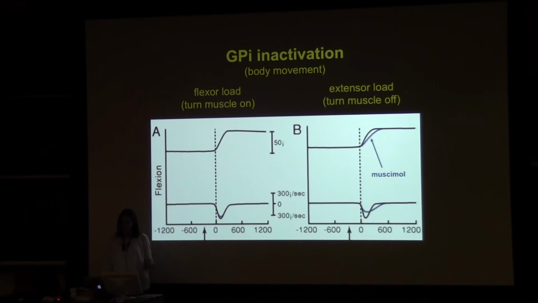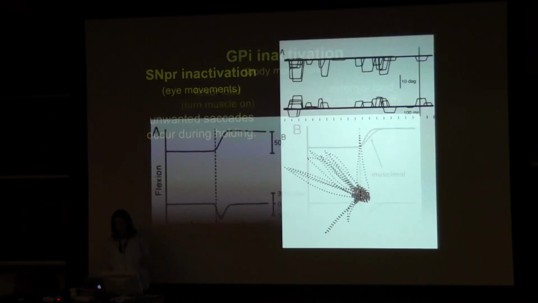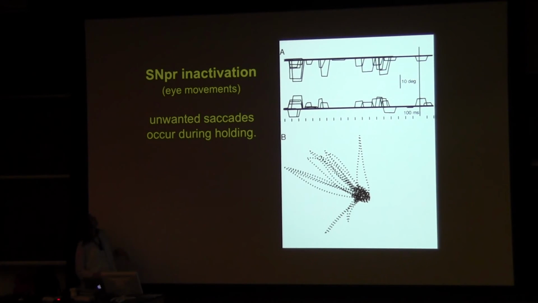Now I think a really interesting example of this is this classic study that was done by Hikosaka and Wurtz. In this study, what they did is they inactivated the SNPR, the substantia nigra pars reticulata, which is another output of the basal ganglia. It's one of the two, GPI, SNPR. SNPR controls eye movements. And so what I'm showing you here is a trace of the eye position from a monkey after the SNPR has been inactivated. So after you've shut down basal ganglia output.